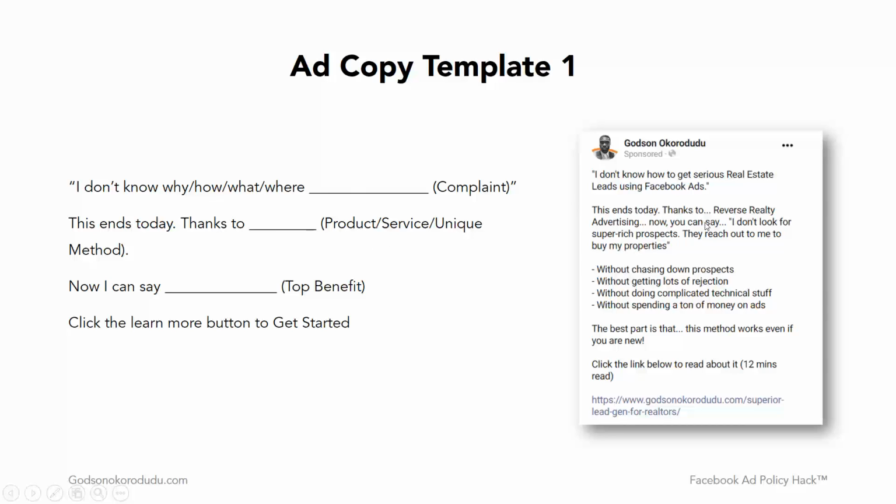Now you can say, I could have used now I can say, but I'm not the one saying so. Now you can say, I don't look for super rich prospects. They reach out to me to buy my properties. You see how that works? Then you can say, click the link below to read about it, right? But I decided to do something smart here by saying they reach out to me and buy my properties without chasing down prospects, getting lots of rejection, doing complicated technical stuff, spending a ton of money on ads.